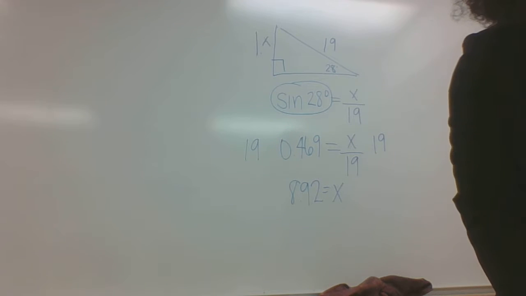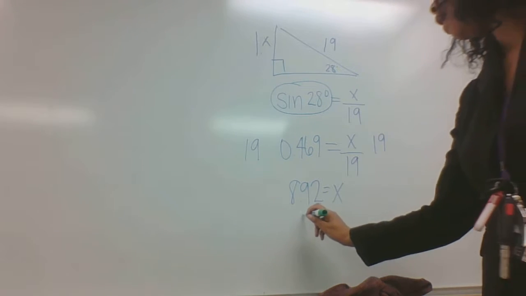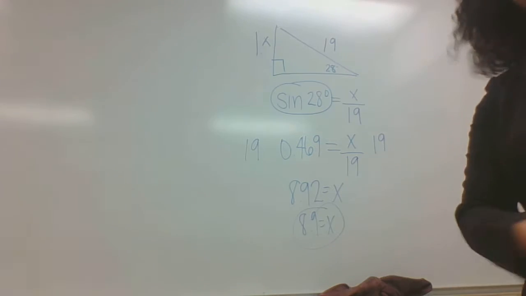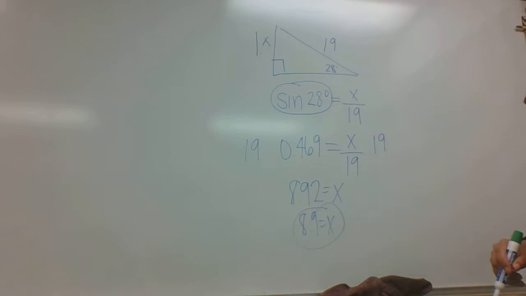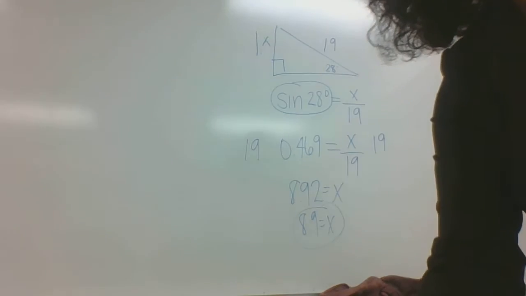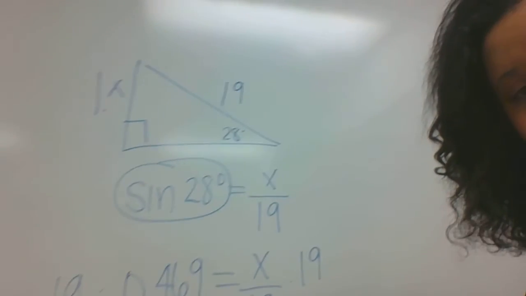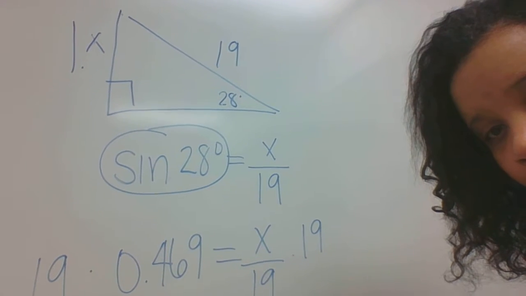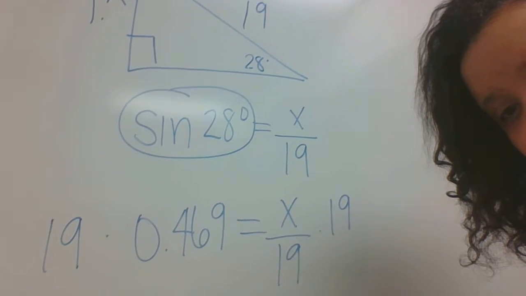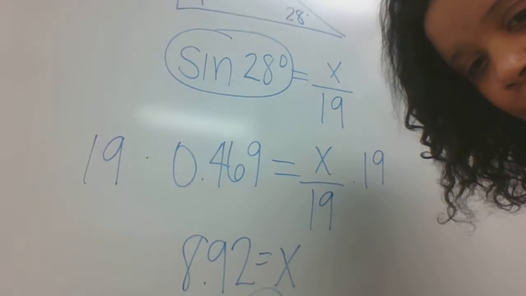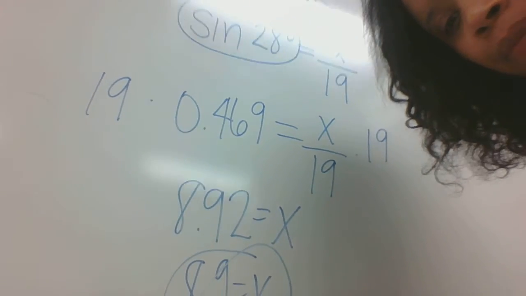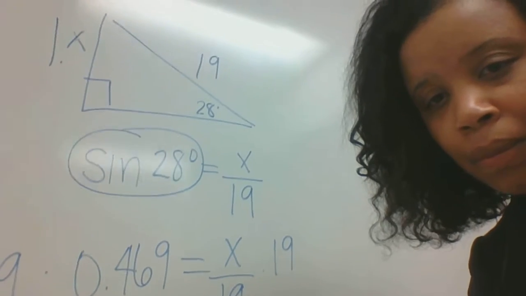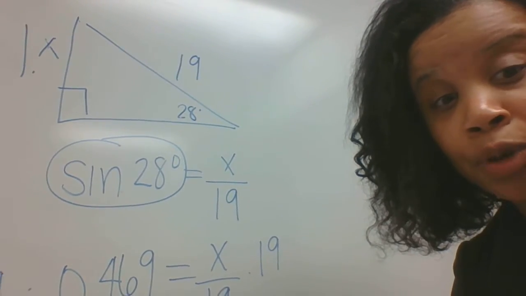It's to the nearest tenth, so it's going to be what? 8.9 equals x. So again, that is how you work out number one on the back of your worksheet. Let's go to number two.